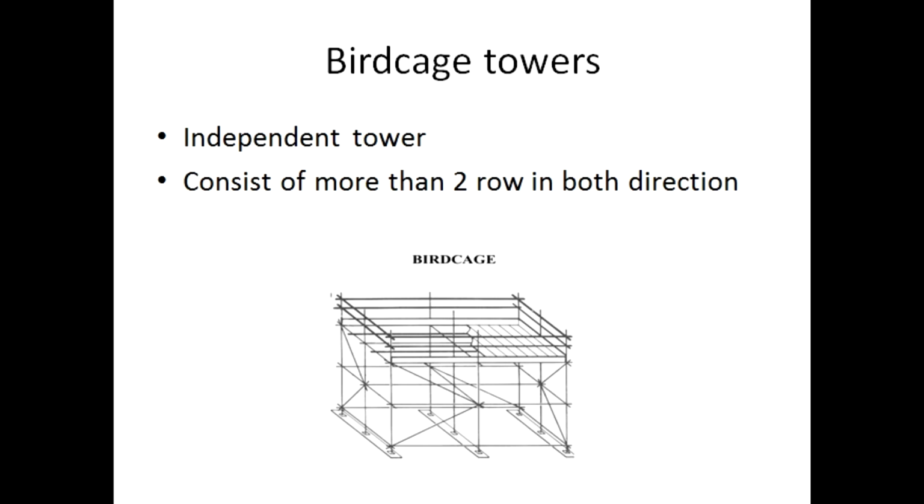Birdcage towers are also known as independent towers. It consists of more than two rows in both directions. A birdcage scaffold consists of a mass of standards arranged at regular intervals in parallel lines. The picture shown is a real-life birdcage tower.